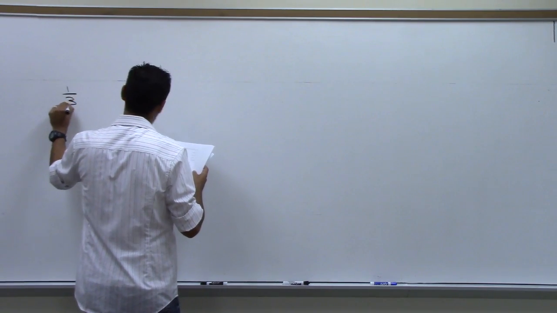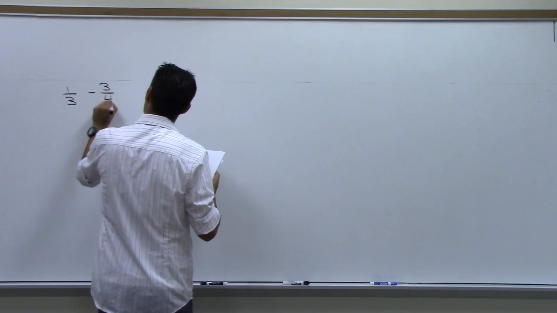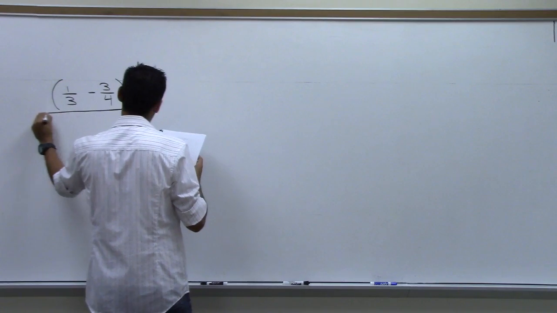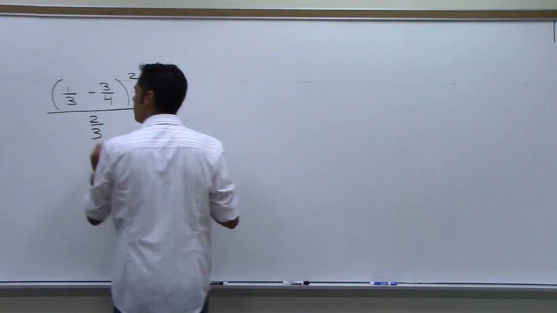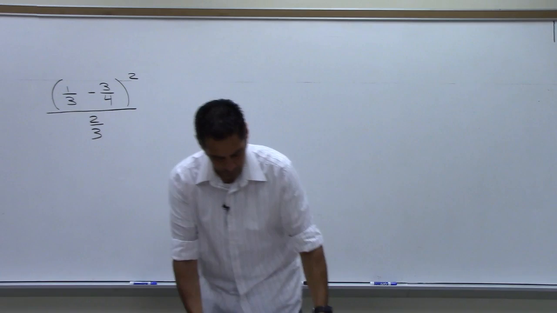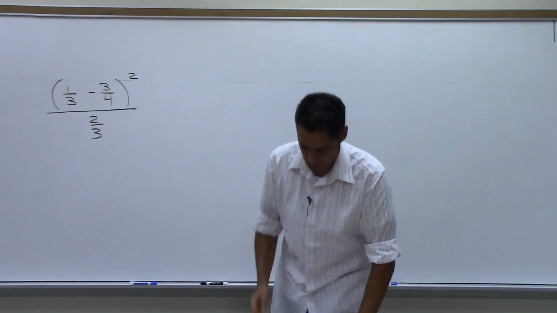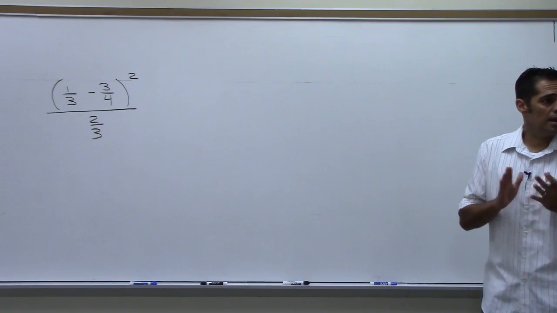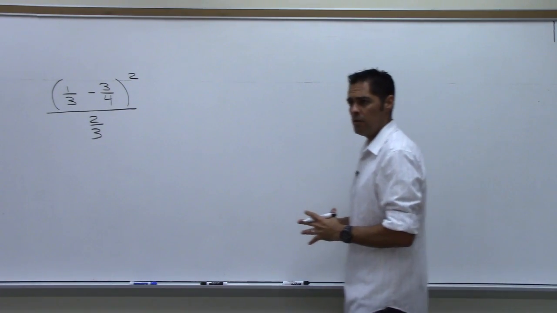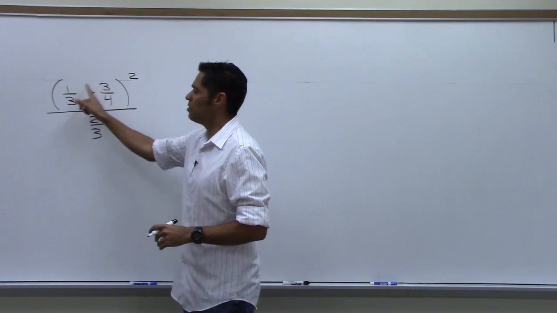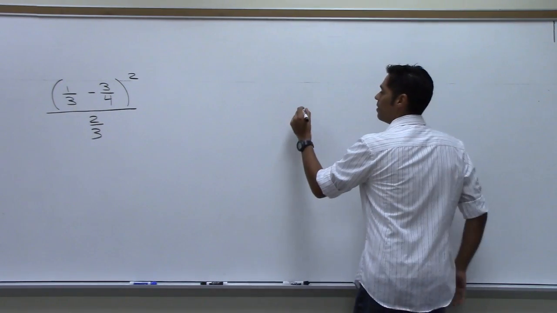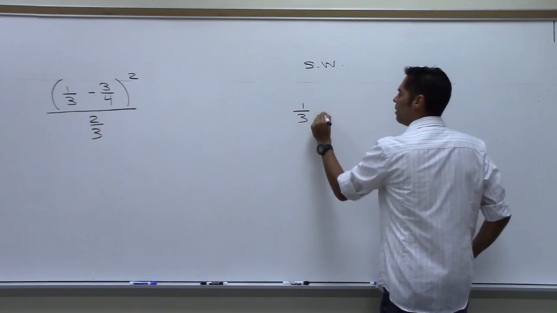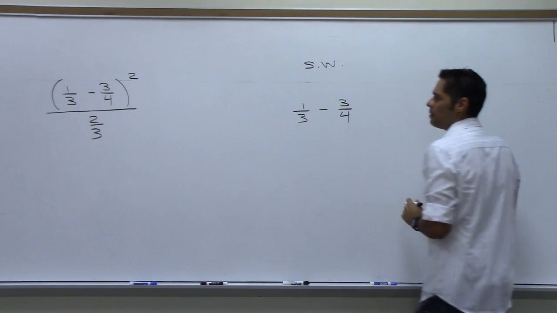This is what I have, 1/3 minus 3/4. That entire quantity is in parentheses, and then it's squared, and then over 2/3. Is that what you have? Yes? Okay. All right, so order of operations, I do parentheses first. So I need to take care of putting these two fractions together. So I'm actually going to do that work on the side. I'm just going to do some scratch work, SW scratch work on the side here. Remember, we don't care about paper and recycling.